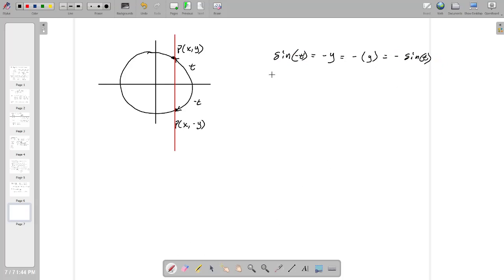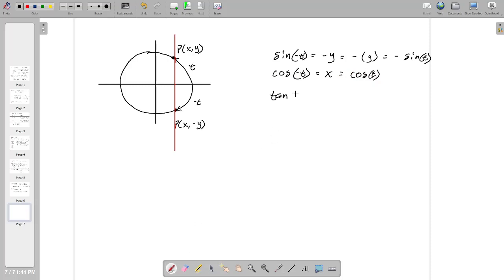We can do a similar thing with cosine. Cosine of negative t is equal to x. It's the x coordinate of this terminal point. So we just get x. That x is the same as this x. So it's actually equal to cosine of positive t. Now we have cosine of negative t is equal to cosine of positive t.